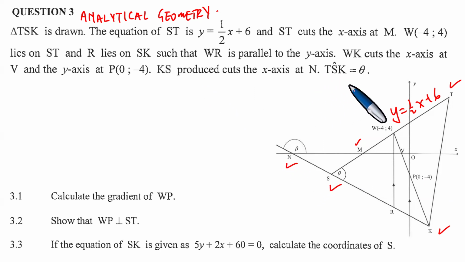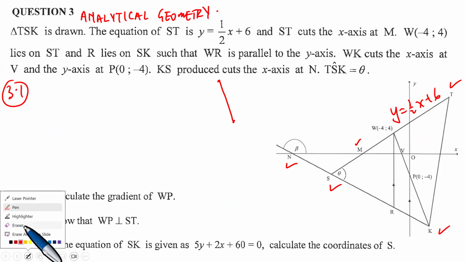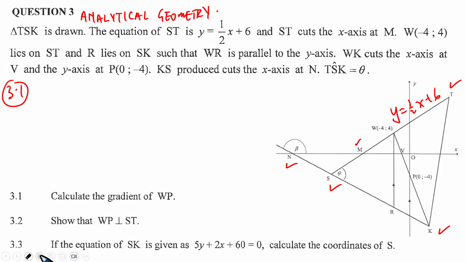The angle TSK is theta. We have the angle TSK, this angle is theta. Calculate the gradient of WP. To find the gradient of WP, we start like this. First, we must draw the WP. You can draw a small thing like this.